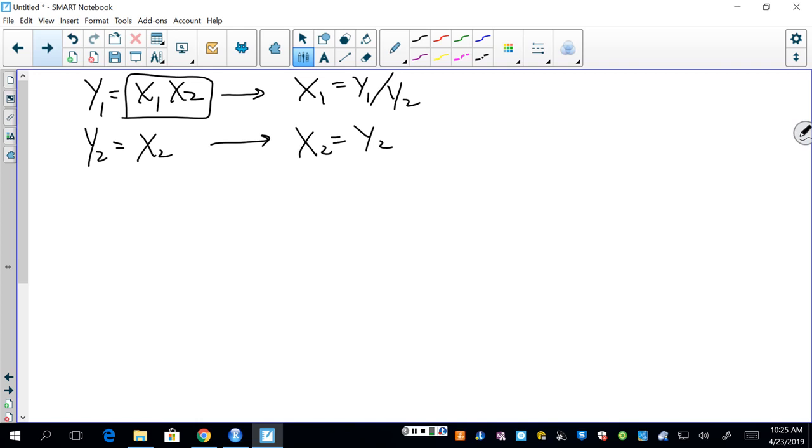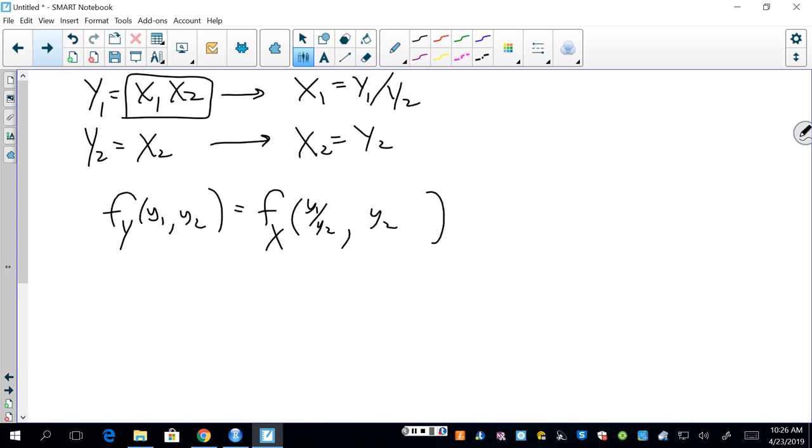So the joint density of y1 and y2 is related to the joint density of the x's at these transformed values. So x1 would be at y1 over y2, and x2 would just be a one-to-one thing there. But there's a scale change. This is all involved in a scale change.